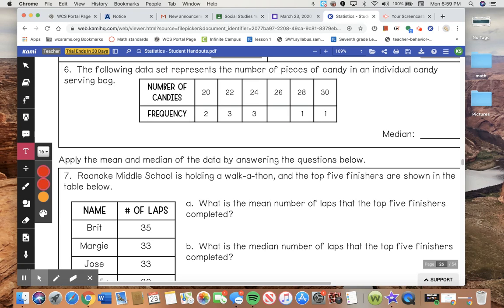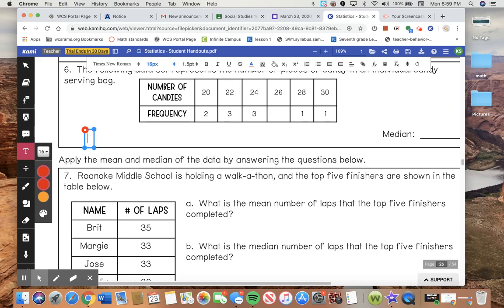So the following data set represents the number of pieces of candy in an individual candy serving bag. So remember, we have to put them in order from least to greatest, but remember that the frequency tells us how many times the number above it is happening. So I'm going to start putting my list together. So we have 20, but the frequency is 2, so it appears twice. 22 appears 3 times. 24 appears 3 times. 26 does not appear, so we do not include it. 28 once, and 30 once.